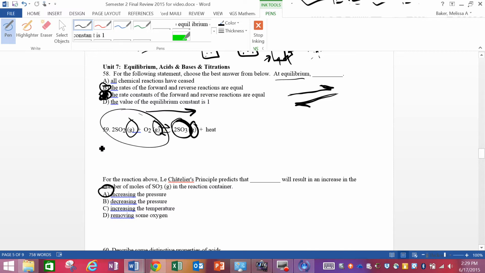So increasing the temperature, the side that the heat is on is here. So if all of a sudden you increase the temperature, it's going to want to shift the equilibrium to the left to try and get rid of some of that excess heat. Or if you remove some oxygen, this side is going to say, oh my gosh, we need to make more oxygen. We're running out. So that would also shift the equilibrium to the left, which is not what the question was asking.